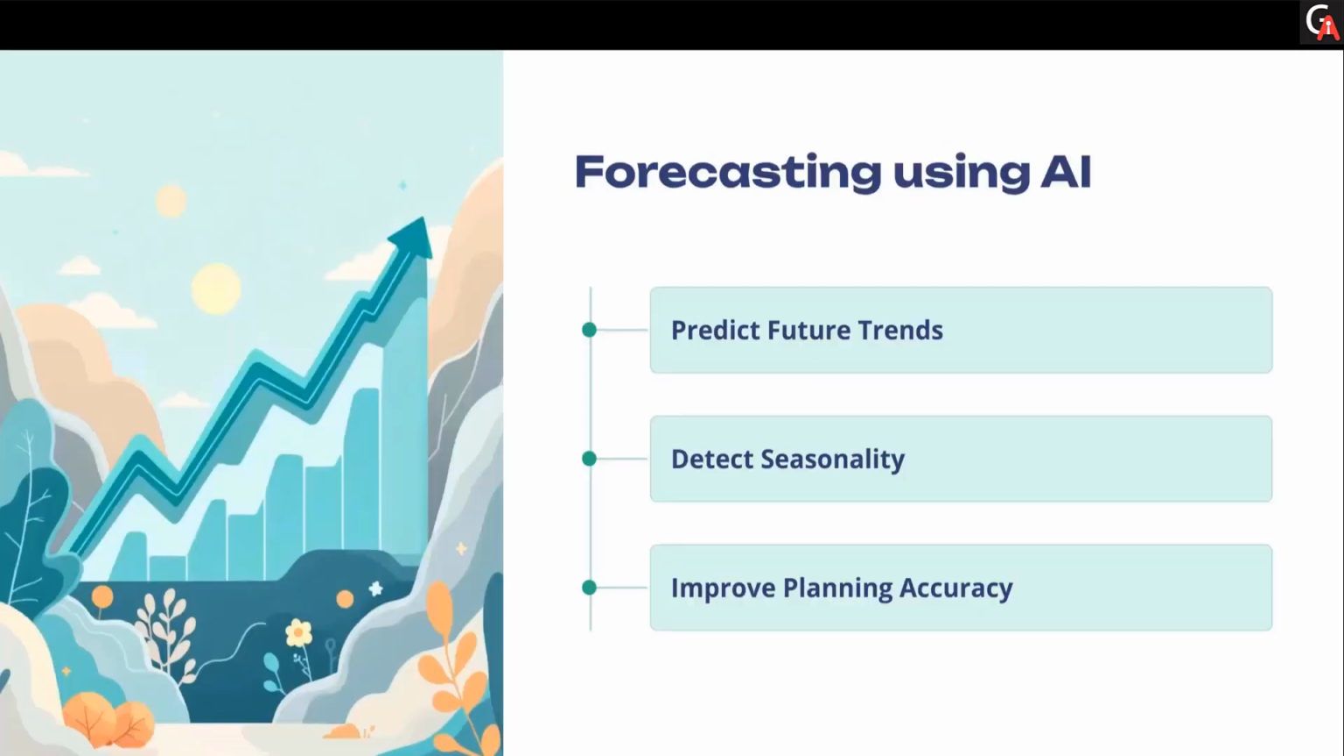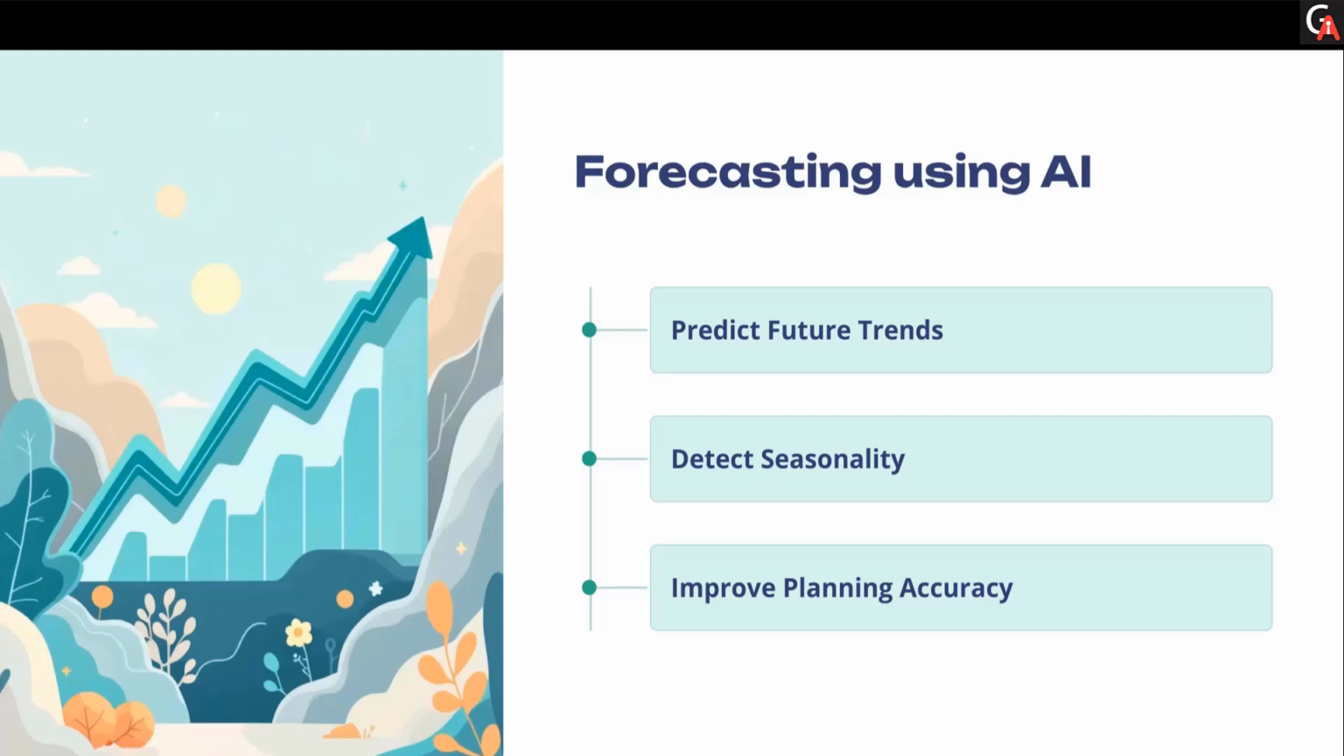So forecasting is all about predictions. There is one feature in Excel called Forecast Sheet, which uses AI to analyze the historical or past data and predict what will happen in the future. It can detect seasonality, which means the repetitive patterns in the month or in the year. It's going to help your business improve planning accuracy by making better decisions for budgeting, inventory, or targets.